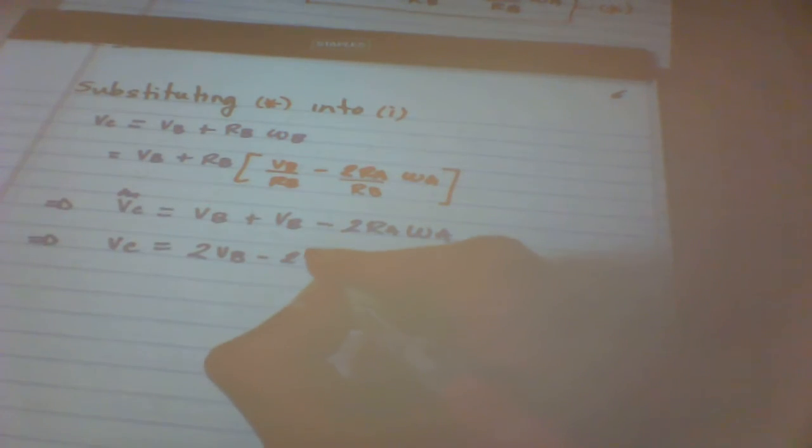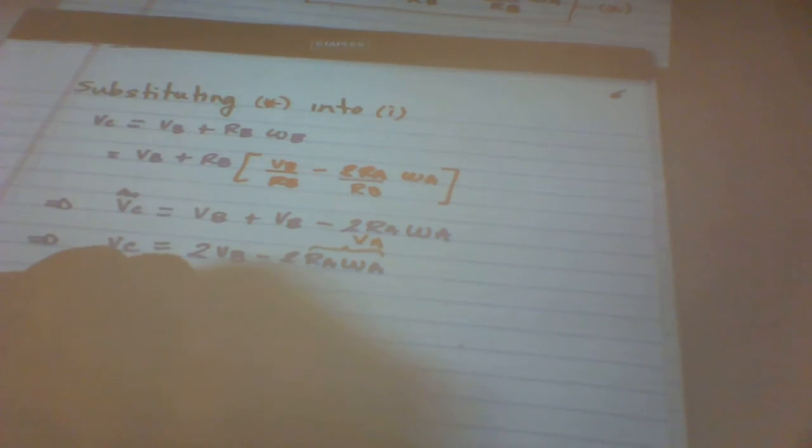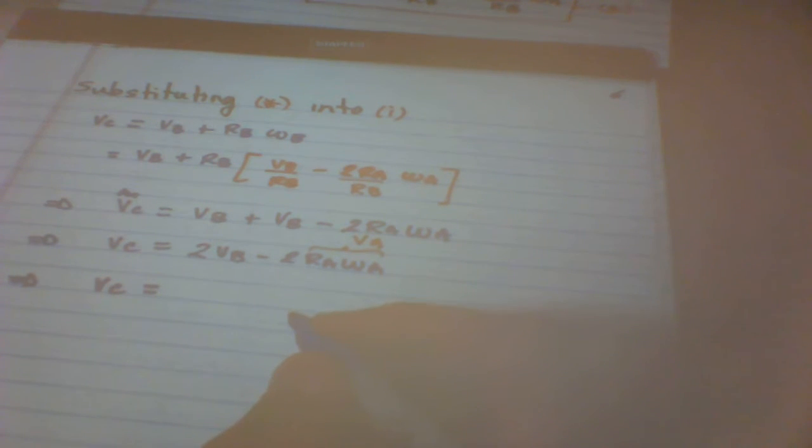So you're saying this is VA, no? That's what you're saying? Yep. So now we have the relation here. DC. So is that really what I want?